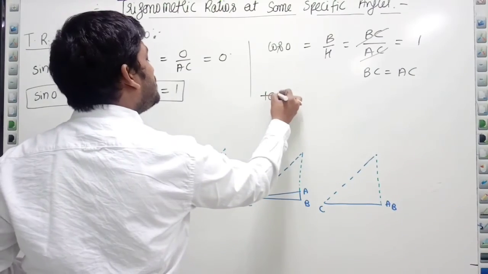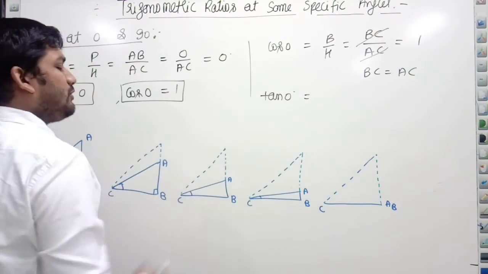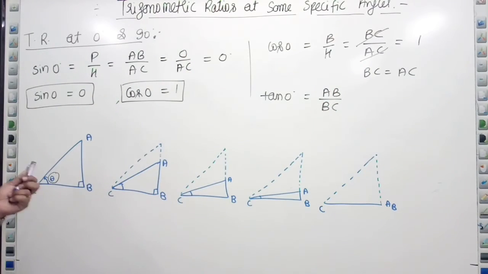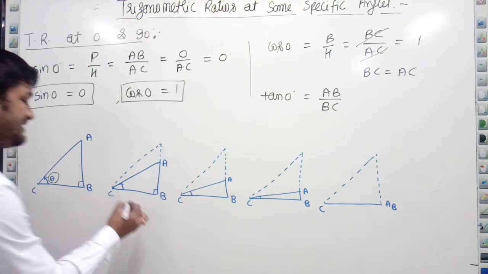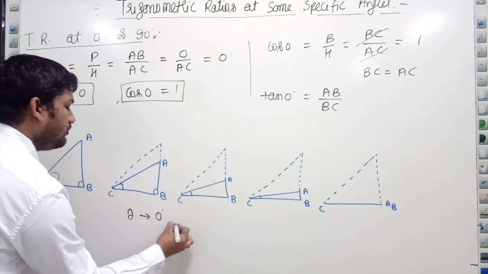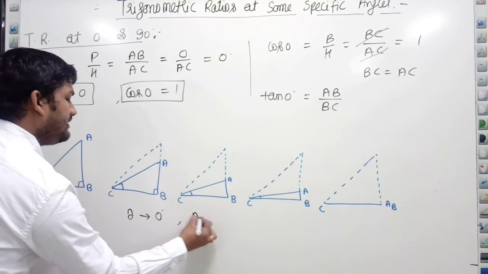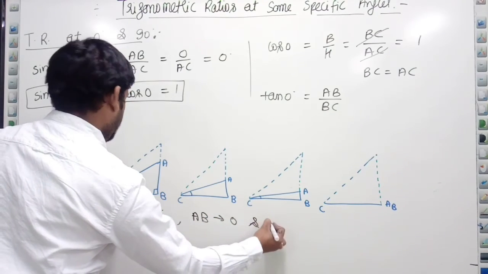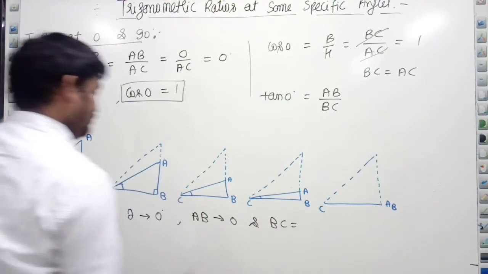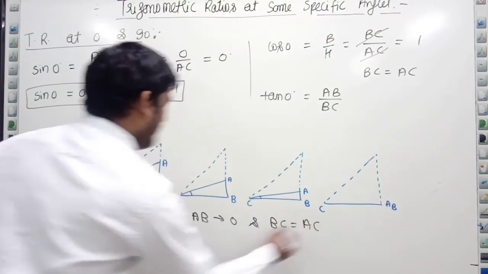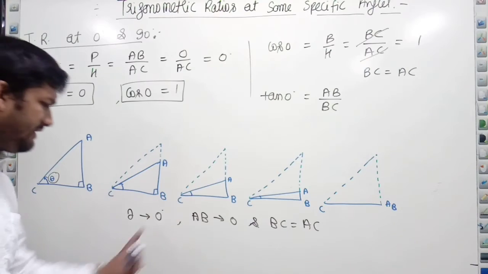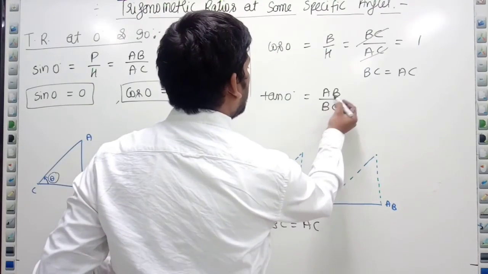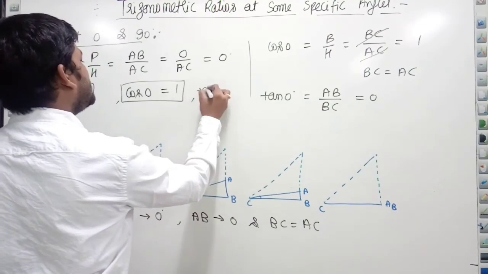And tan 0, tan is what? Perpendicular upon base, AB upon BC. As we are making this angle tend to 0, meaning theta is tending to 0, we can say this AB will also tend to 0, and BC equal to AC. When theta is tending to 0, two changes we are having: AB is tending to 0, BC equal to AC. So we can say AB is 0, so this is 0. So tan 0 is 0.